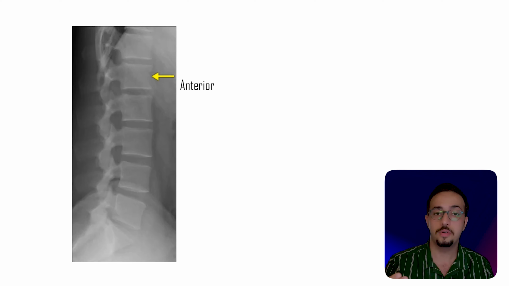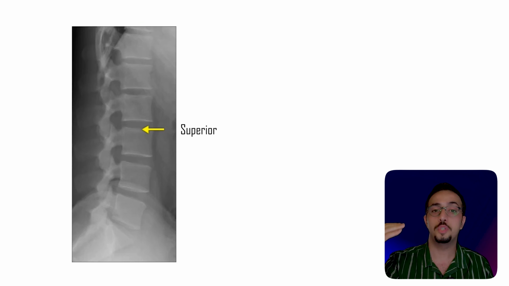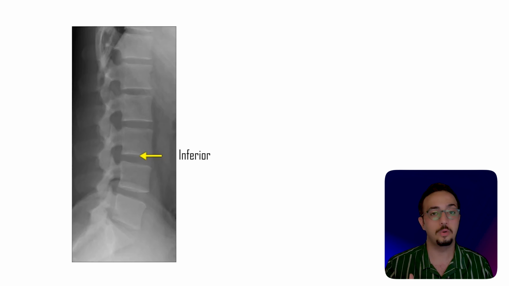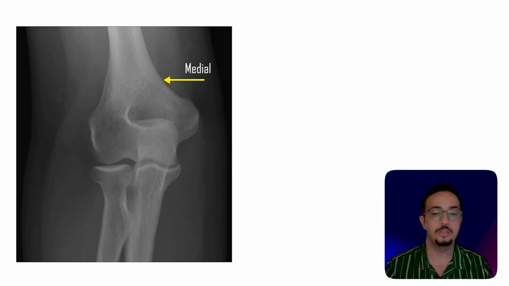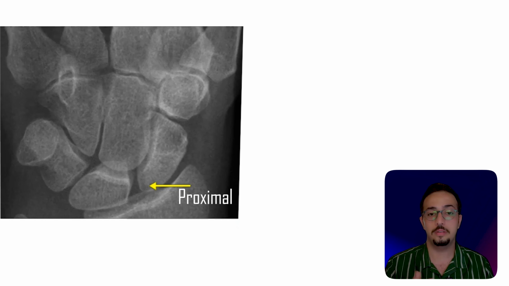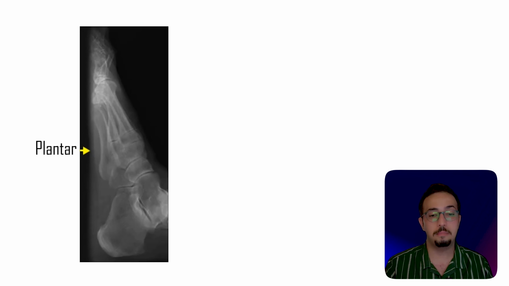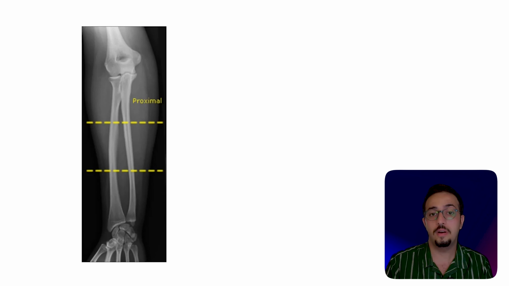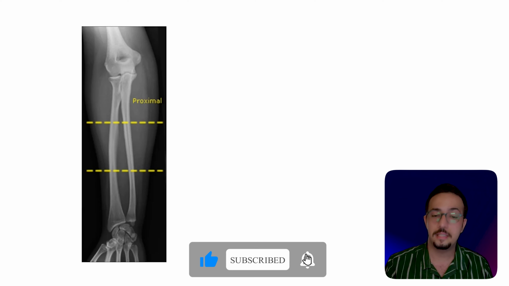Okay, and then we have several terms when describing the location of a fracture. Anterior, towards the front. Posterior, towards the back. Superior, above or on top of something. Inferior, below or underneath. Lateral, away from the midline. Medial, towards the midline. Proximal, nearest to the trunk. Distal, furthest from the trunk. We have palmar, relating to the palm, and plantar, relating to the sole of the foot. And when we're describing a long bone, it's divided into thirds: the proximal, the middle, and distal third.